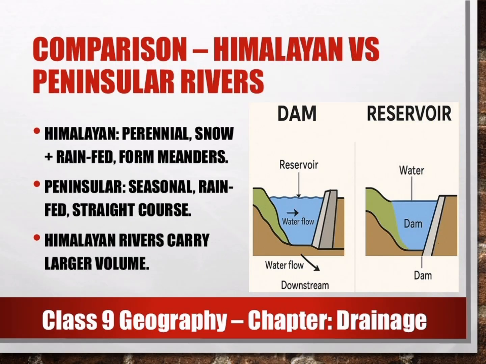Now let's see the comparison of the Himalayan versus Peninsular Rivers. The Himalayan rivers are snow and rain fed, with meanders, and the peninsular rivers are seasonal, rain fed, with a straight course. The Himalayan rivers carry a larger volume. That's the main comparison of the Himalayan and Peninsular Rivers.